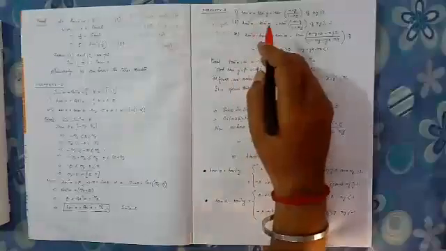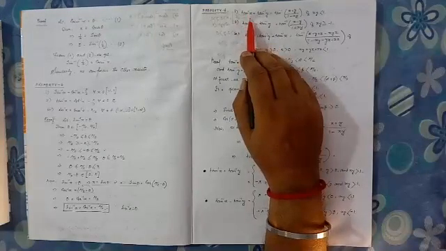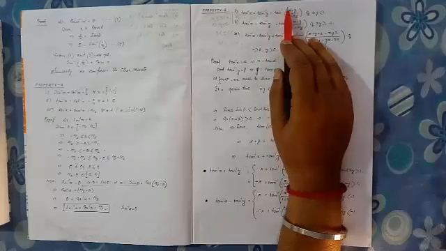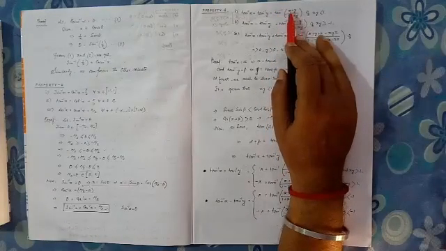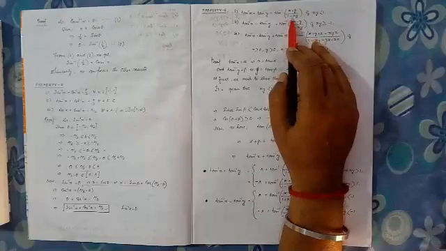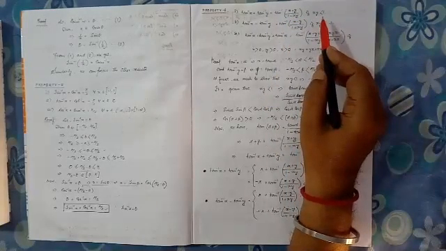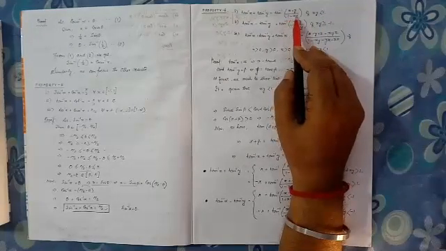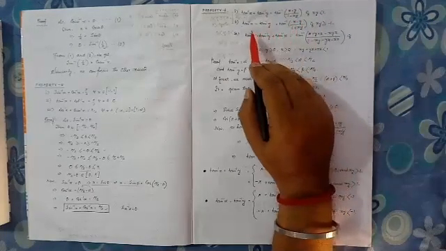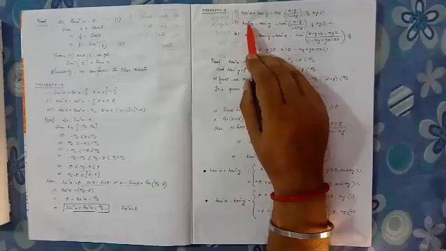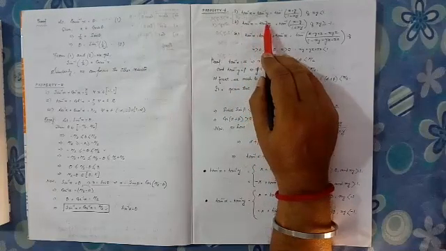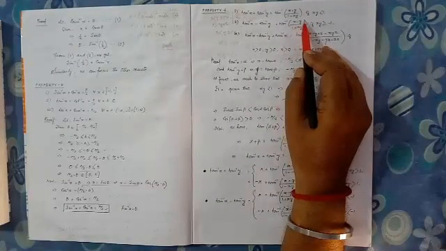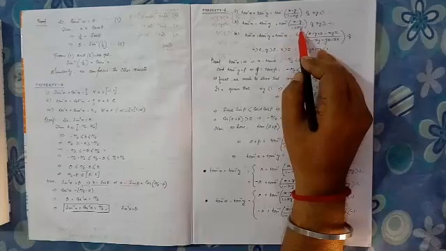Now property 6. Tan inverse x plus tan inverse y is equal to tan inverse of x plus y by 1 minus xy, provided xy less than 1, because 1 minus xy. Second, tan inverse x minus tan inverse y is equal to tan inverse x minus y by 1 plus xy.